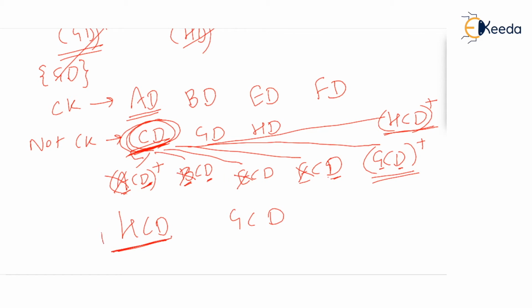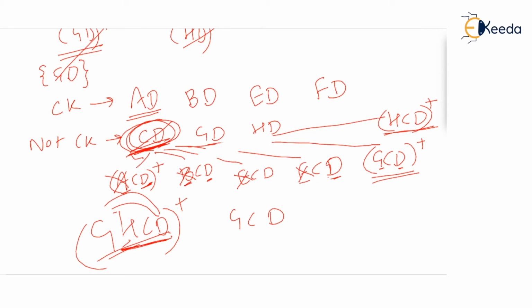Wait, you can't join A because AD is the candidate key. You can't join B because BD is the candidate key. You can't put C, CD is already there in this. You can't put E because ED is the candidate key. Then you can't put F either because FD is the candidate key. And then what remains is G. If you put G here, GHCD, and find the closure of this, you will see that GHCD closure is again not going to contain all the attributes. So along with CD, if you join anything, you are not getting any more candidate key.